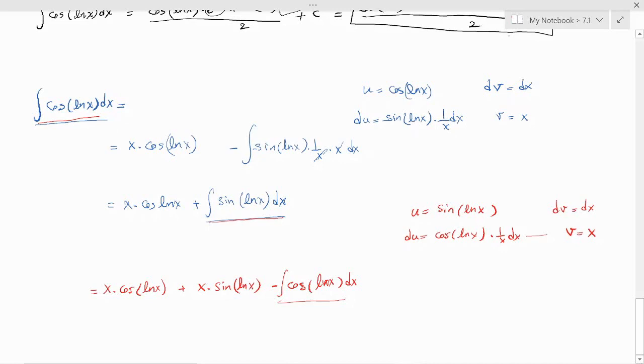Same thing. So you can add the integral of cosine ln x to both sides of the equality. And what you would get is 2 times the integral of cosine ln x dx equals x times cosine ln x plus x times sine ln x. And if I divide both sides by 2, this 2 will show up in the denominator, plus some constant.